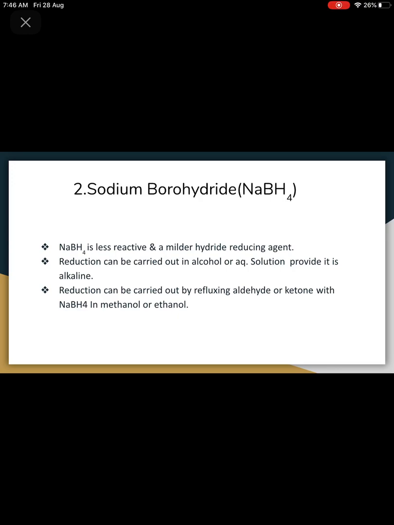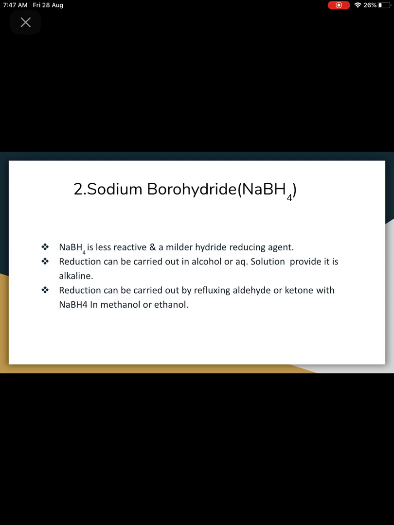Now this NaBH4 is less reactive. It is not a strong reducing agent. It is a milder reducing agent. Lithium aluminum hydride was what? A strong reducing agent. But this sodium borohydride is a milder hydride reducing agent, and it is less reactive. Reduction can be carried out in alcohol or aqueous solution provided it is alkaline.